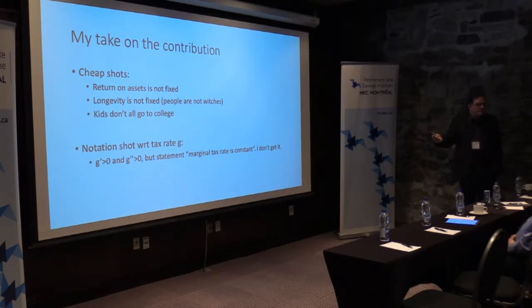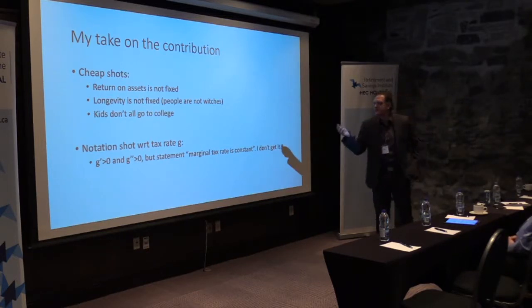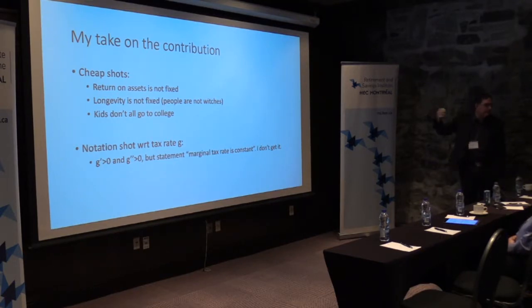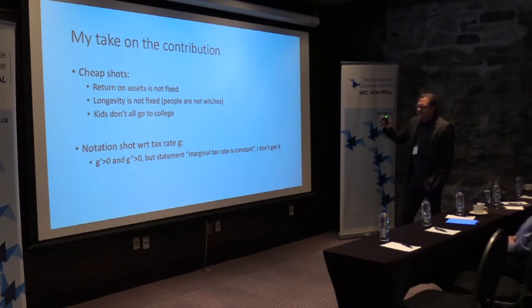You're an economist, that's what we do. You started with the first cheap shot, saying that all universities don't behave the same way. Yeah, I forgot to put that in. I thought that was even cheaper, but I'll go with this: return on assets is not fixed. Longevity is not fixed. People don't live exactly 60 years after year 20. And kids don't all go to college.